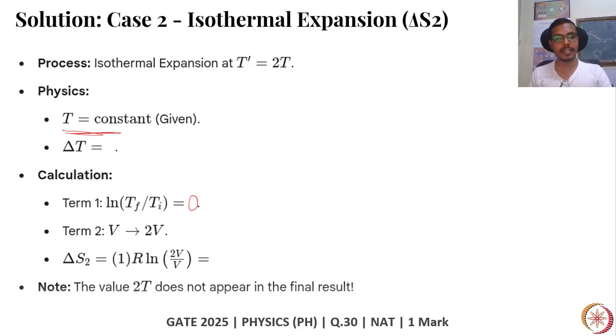Now the volume change is identical, V going to 2V, twice the initial volume. So the entropy change is simply nR ln Vf over Vi, which is R ln 2V over V, which is, as we saw, R ln 2. Notice something interesting here: the temperature 2T cancels out. It doesn't matter if the expansion happens at T, 2T or at 100T. The change in entropy for an ideal gas doubling its volume isothermally is always R ln 2.